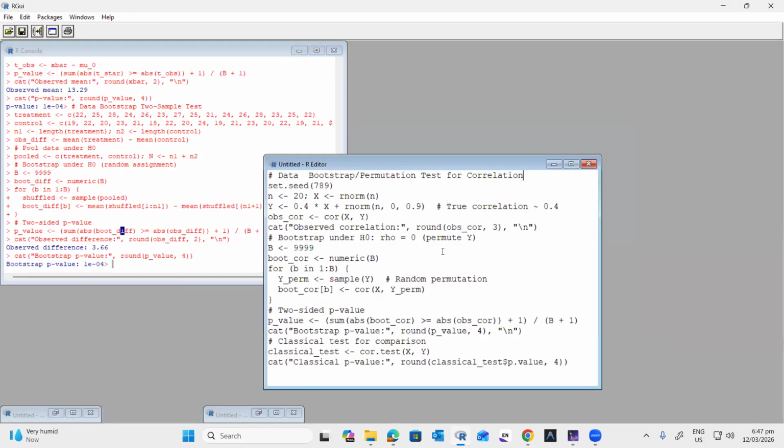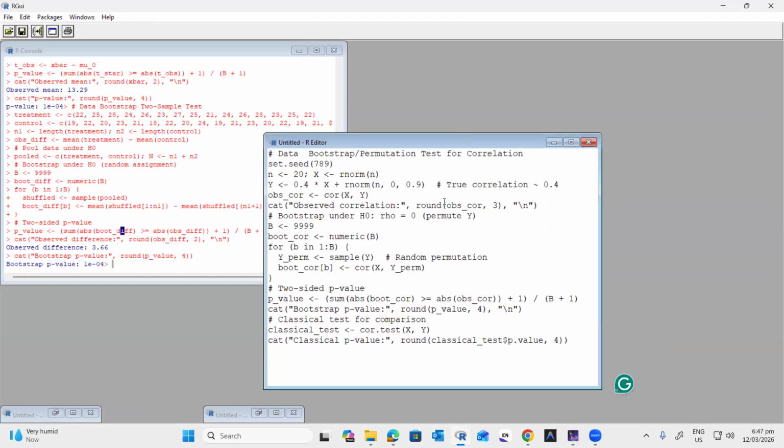So this R code is for the permutation test for the correlation. We will discuss all these permutation tests in detail. Suppose we have n equals 20 observations, and we are generating x from the normal distribution, 20 observations from the standard normal distribution with mean 0 and variance 1. After that we are assigning y in terms of a linear combination of x.